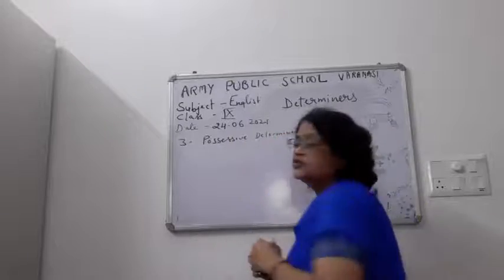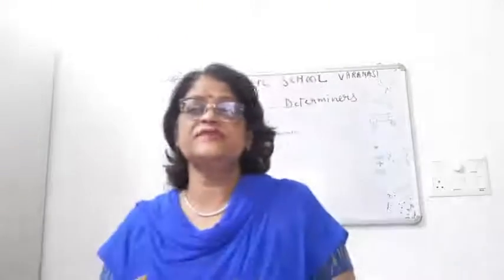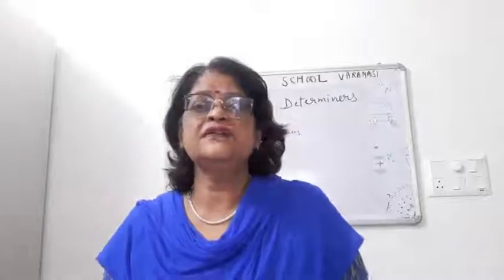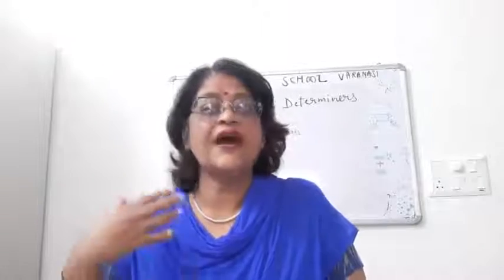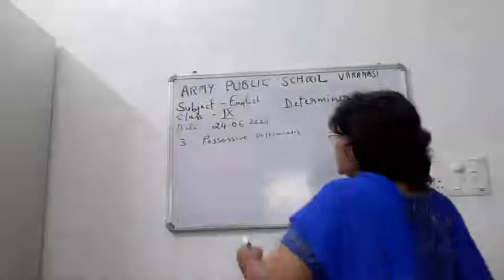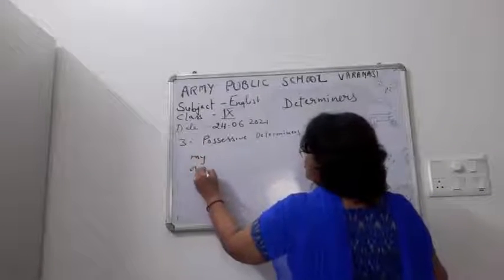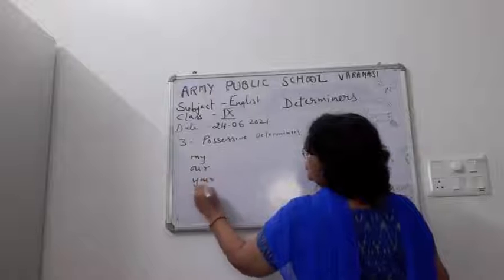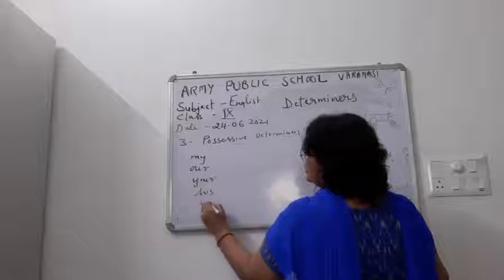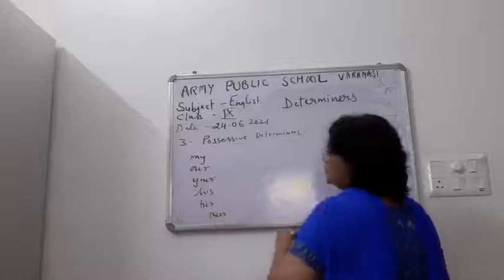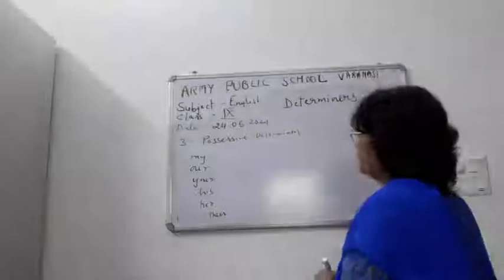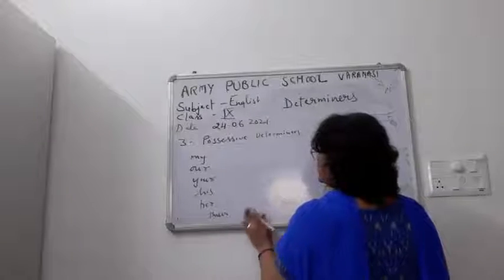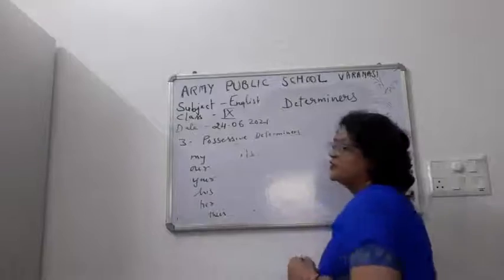Now, children, I think I should tell you, possessive means to have something, to own something. So these are some of the words which show that you are owning something, you are having something. These words are, children, my, our, your, his, her, their. Okay. Like my car.